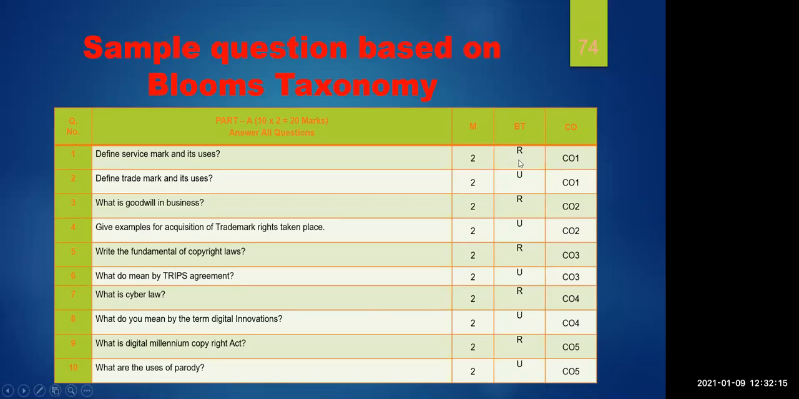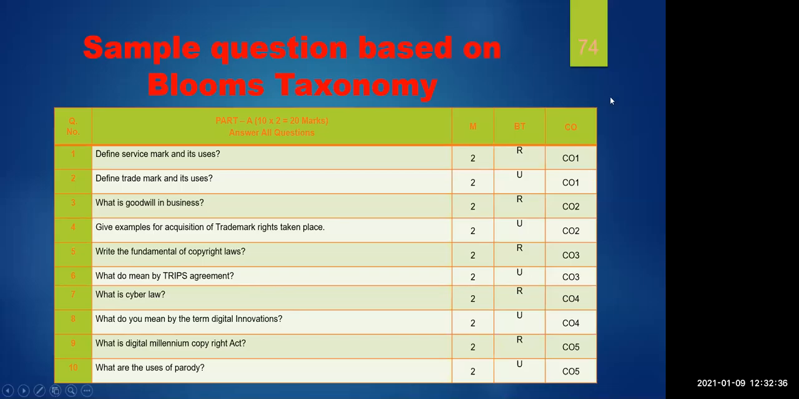Most probably remember questions will be there, and understanding questions most probably in Part B. Some questions we can ask, and you have to grade what type of question it is. What is goodwill in business? Give examples: it is an understanding point of view, testing to what extent the student's understanding level can be tested. What is cyber law? It is remember. The law has to be remembered, right?